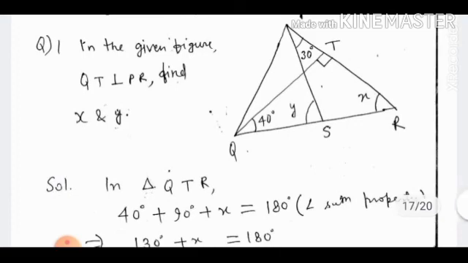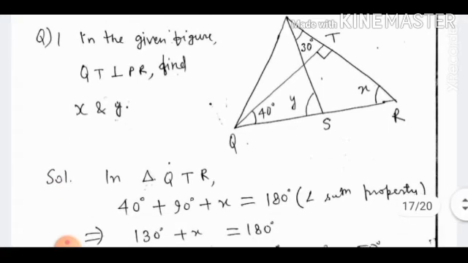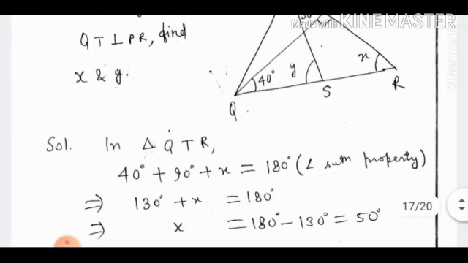Let us find it. In triangle QTR, 40 degree plus 90 degree plus X is equal to 180 degree by angle sum property. This implies that 130 degree plus X is equal to 180 degree. This gives us the value of X.